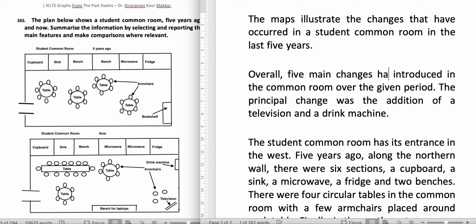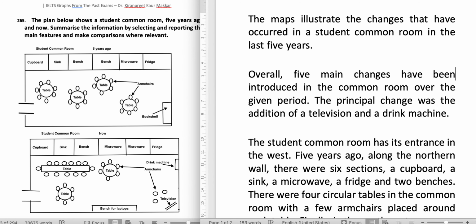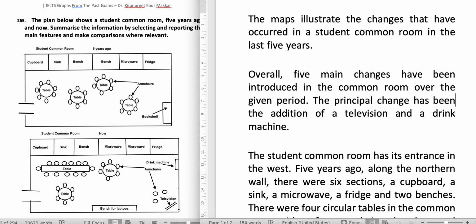Overall, five main changes have been introduced in the common room over the given period. So I've just told you that it is the present. So five main changes have been introduced in the common room over the given period. The principal change has been the addition of a television and a drink machine.